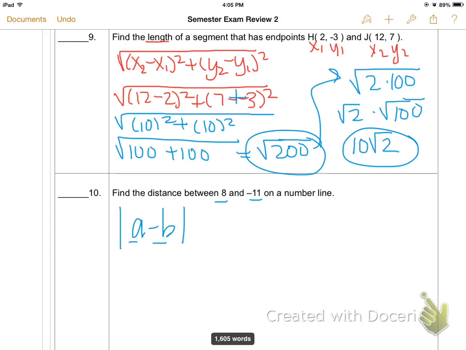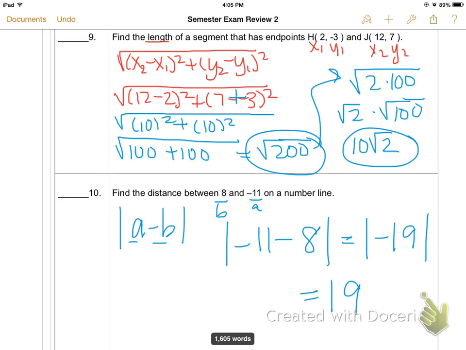And absolute value makes anything inside the two lines positive. So if it's negative, it's going to be positive. If it's already positive, then it's going to stay the same. So let's make -11 a and 8 b. So that's -11 minus 8, which equals the absolute value of -19. Since it's negative, that's just going to be 19, since it's in the absolute value.